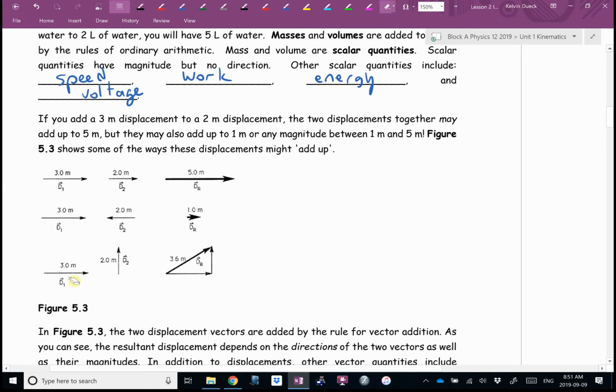You could go 3 meters right plus 2 meters up, and that's going to give you a displacement of 3.6 magnitude. I didn't include a direction. Hey, you could go 3 meters this way and 2 meters that way. What the heck is that going to be? We'll talk about that.